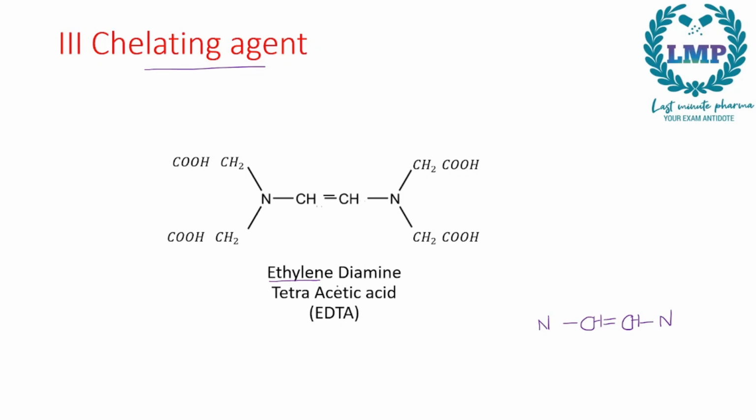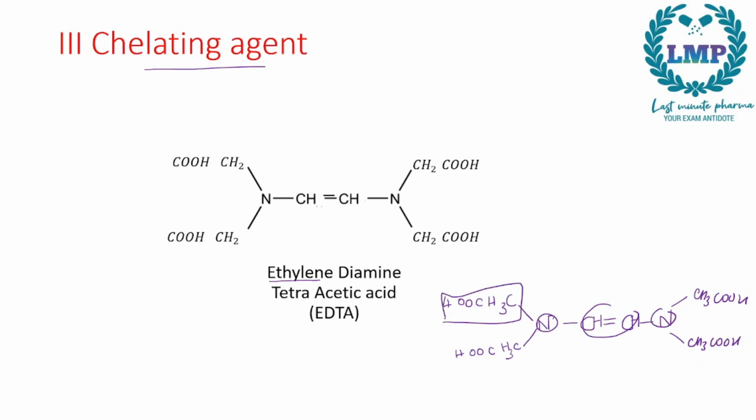Then diamine tetraacetic acid. Tetraacetic acid is 1, 2, 3 and 4 acetic acids we need to add. So here we'll add one CH3COOH, another here CH3COOH, another one over here CH3COOH, another one here CH3COOH. So we have ethylene, diamine, tetraacetic acid.